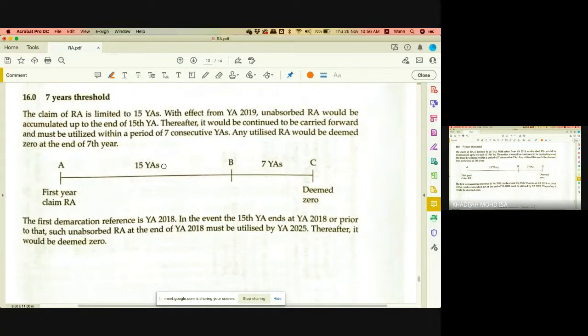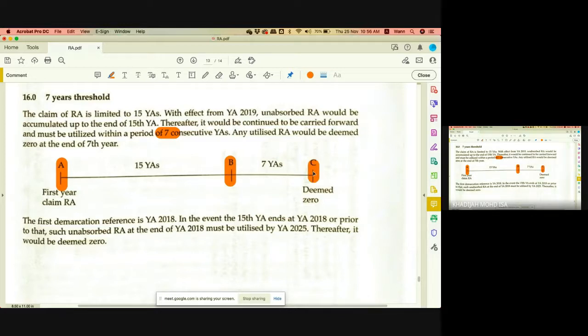This one is also applicable for your investment tax allowance and your pioneer status, where it says that the claim of RA is 15 years. From effective 2019, any unabsorbed RA would be accumulated up to the end of 15 years. Thereafter, it will continue to be carried forward and must be utilized within a period of 7 consecutive years. It means that whenever you have RA carried forward after the 15 years period, if you have RA which is still not absorbed, you can continue to claim against your SI, but there is a maximum of 7 years.